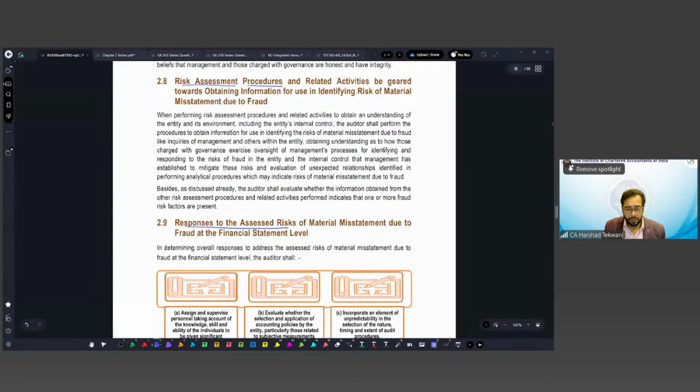Response to the assessed risk of material misstatement due to fraud. So, how will you respond to that risk? What will you do when you have to respond to that risk?